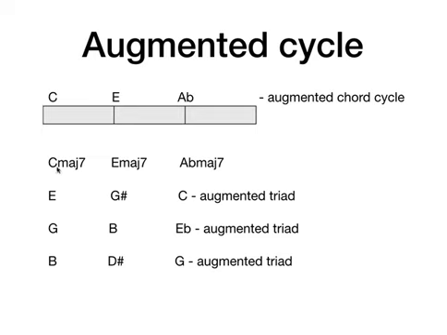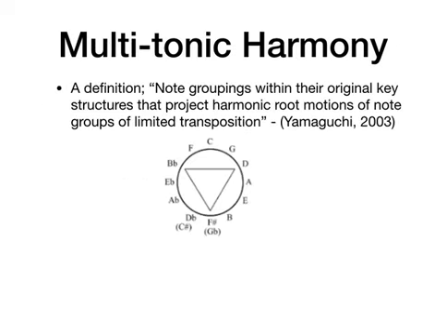Okay, as we can see here, there's an augmented triad. Here's an augmented triad in the middle. There's another one there, and then there's another one there. Okay, so there it is again. Note groups within their original key structures. So that is whatever harmony we decide to assign it, that project harmonic root motions of note groups of limited transposition.